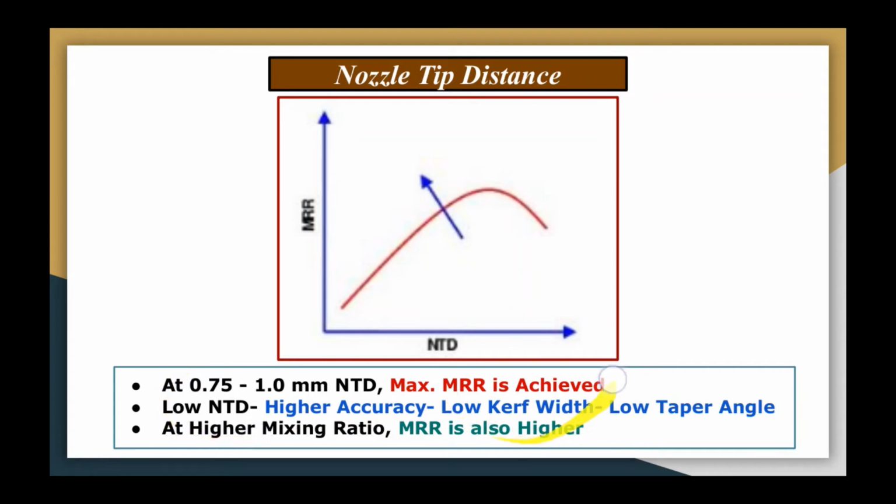Also we'll get low kerf width and low taper angle, and at higher mixing ratio, that is, you can consider capital M as the mixing ratio, the material removal rate is also higher. And when the nozzle tip distance is very high, MRR starts decreasing. You can see here also MRR starts decreasing, and at very high nozzle tip distance, the velocity of the abrasive particles, as I mentioned earlier, keeps on decreasing because of the losses in the air, and that is why MRR starts decreasing beyond the optimum value.